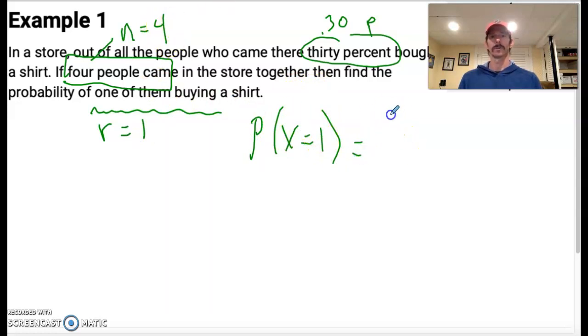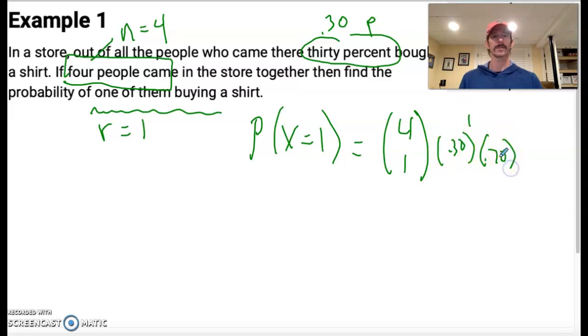And so if I did this the old-fashioned way, I'd go 4 choose 1. And the probability of success is 0.30 to the first power. And if the probability of someone buying a shirt is 30%, the chance they don't buy a shirt is 70%. That's my Q. Those have to add up to 1. This has to be a 3, because if 1 of the 4 people bought a shirt, 3 of the people did not buy a shirt.